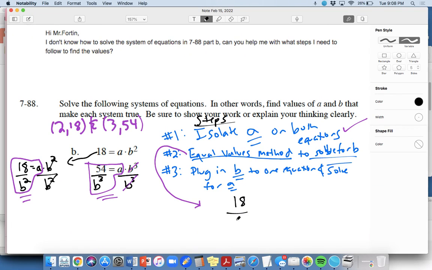Why? Well, 18 over B squared is equal to A. Well, what else is A equal to? A is equal to 54 over B cubed.